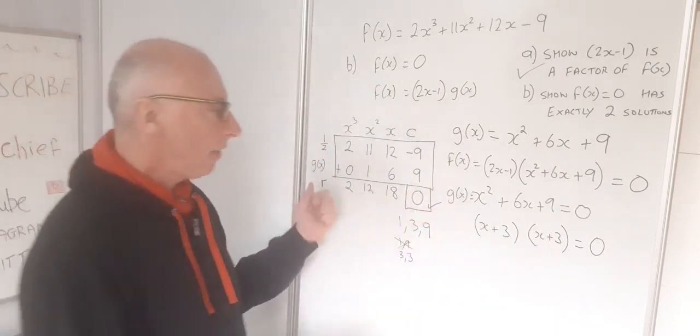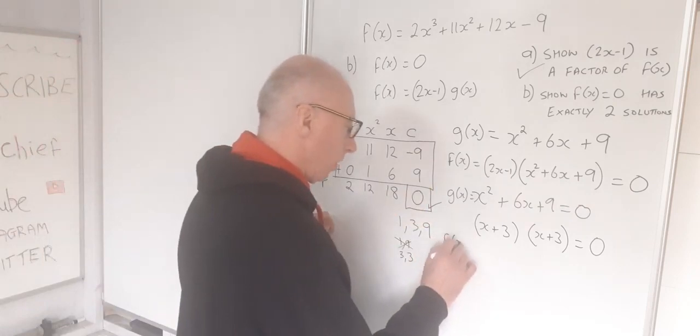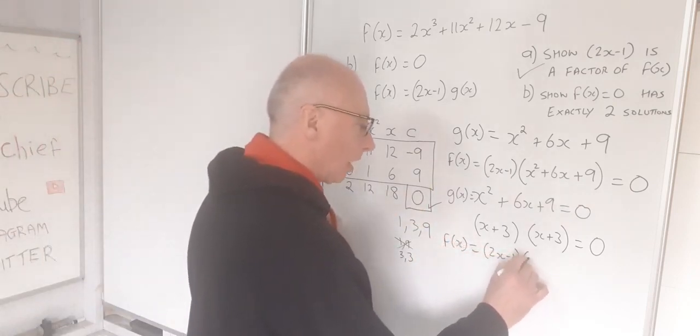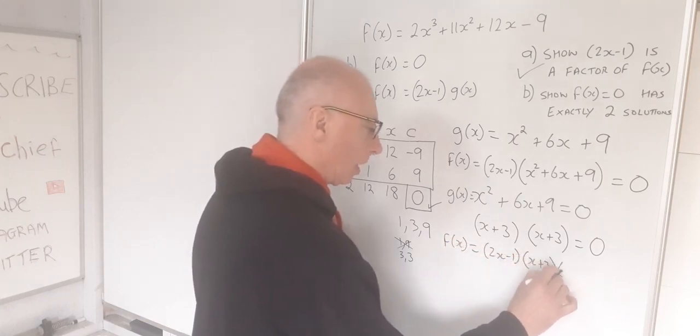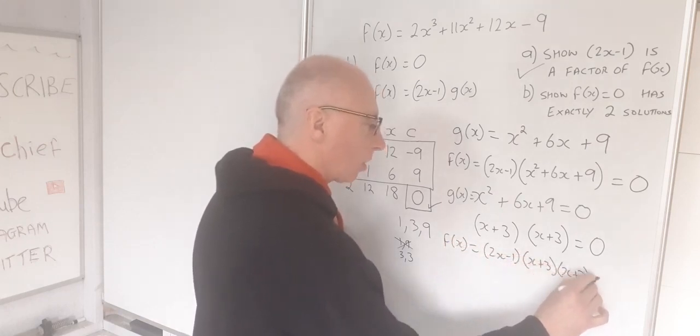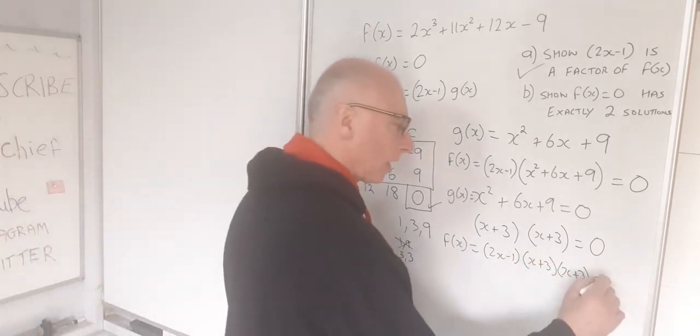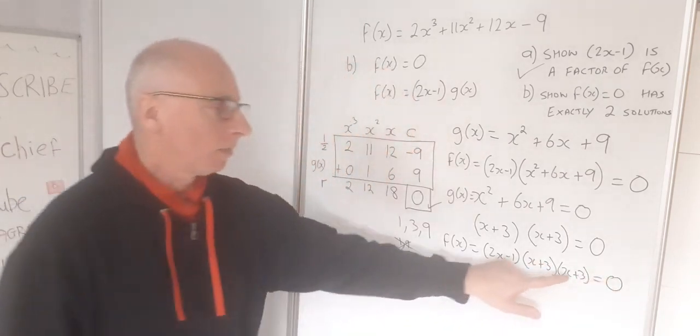So now let's go back to f of x. So therefore f of x equals 2x minus 1, x plus 3, x plus 3. Now I could write that as x plus 3 squared if I like, but I'm just going to show that these are the same factor.